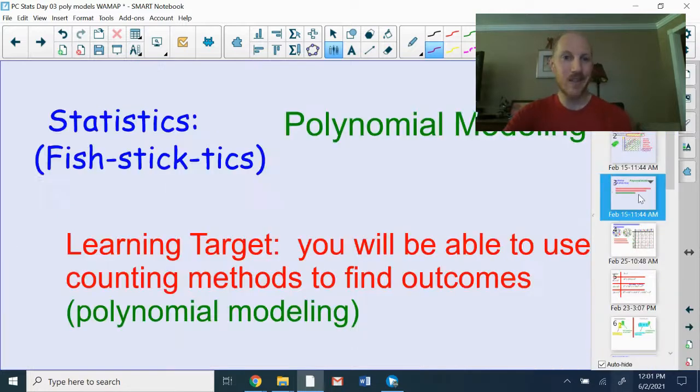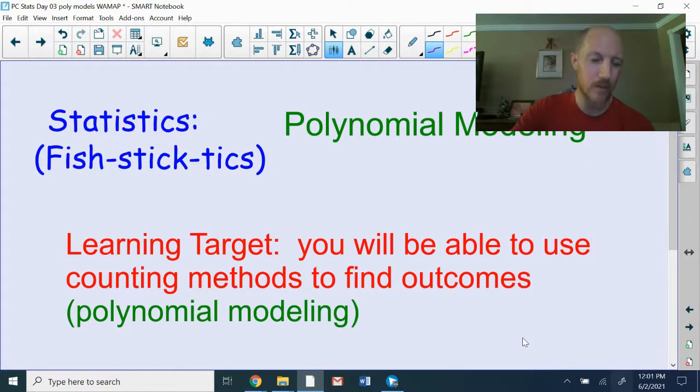So today, we would welcome you to Fish Tactics. Today we're going to look at polynomial modeling. And the learning target remains unchanged: you'll be able to use counting methods to find outcomes. The counting method we're looking at in particular today is polynomial modeling. This is something we've been building towards the last several days. We've actually done some of it, but this is the entire focus of today.